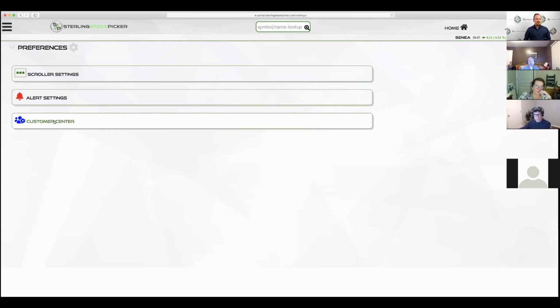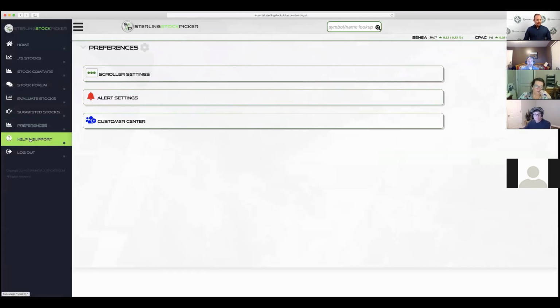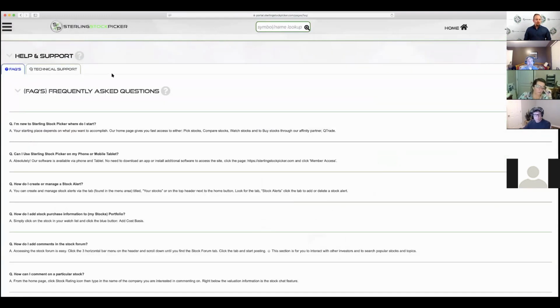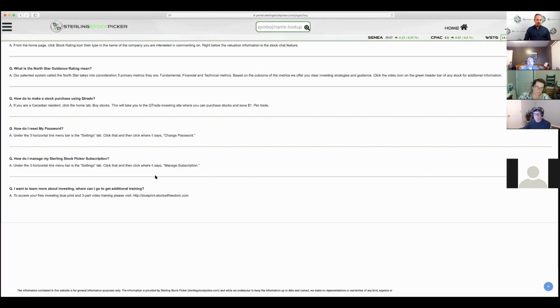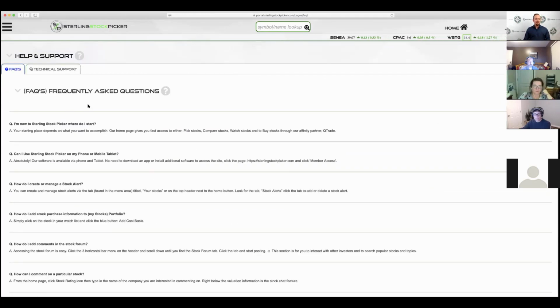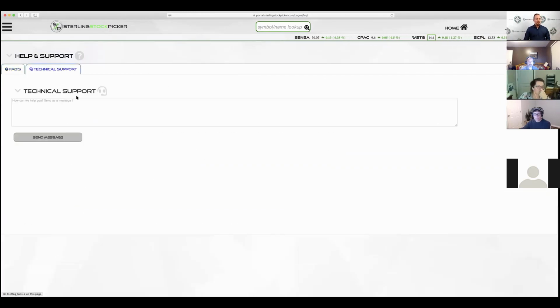Customer Center is where you'll make changes to your password, things of that nature. And Help and Support is where we have our FAQs. So if you have questions about the software that are frequently asked, go ahead and search through here first. If your question is not in there, click Technical Support, type out a message to us, and someone will get back to you as soon as we can.